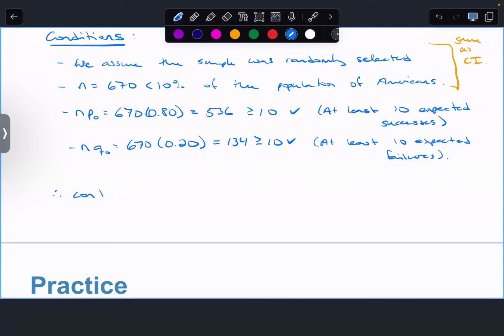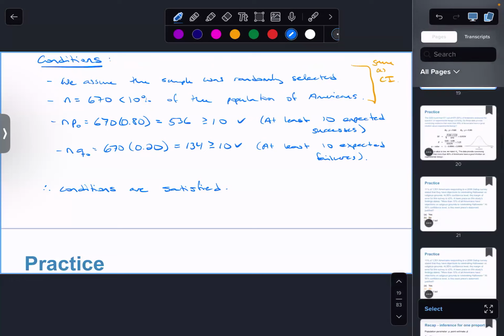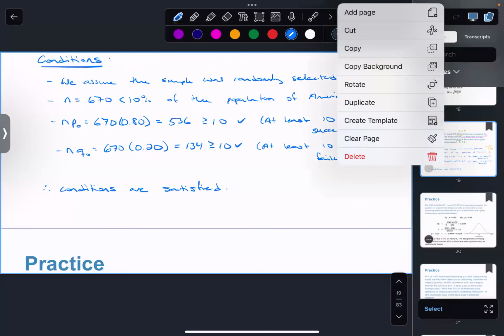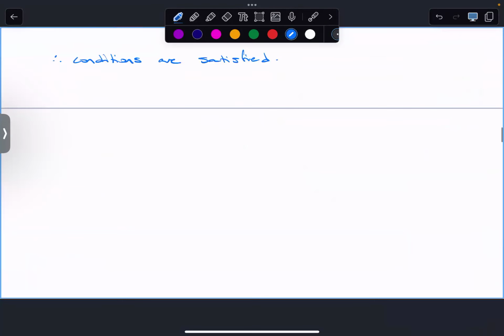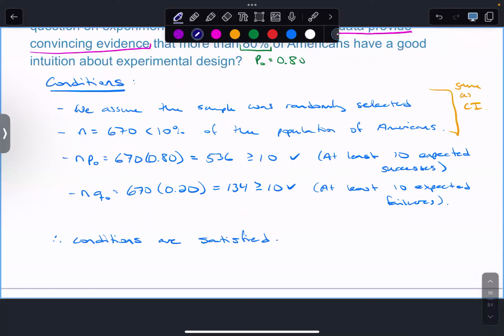Therefore, the conditions are satisfied, which means that we can keep going with actual hypothesis tests. This is only our second example of a hypothesis test. So if it's feeling a little rough, that's okay. We'll get there.